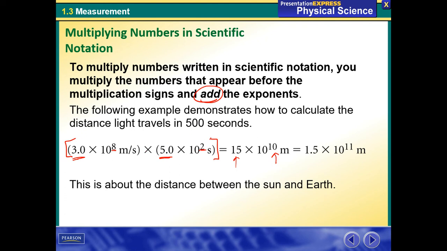Because this is not correct scientific notation, because 15 is not between 1 and 10, if you take the decimal and move it to the left, this actually adds 1. So I can take 1.5 times 10 to the 11th. This is actually about the distance between the sun and Earth.